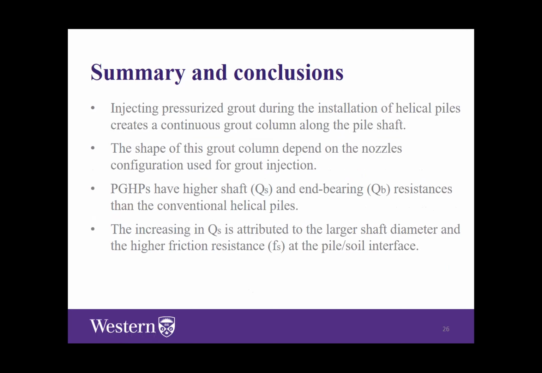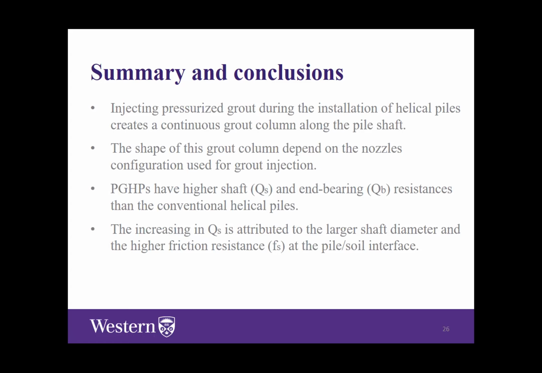For pressure grouted helical piles, the injection of pressurized grout during the installation of helical piles creates a continuous grout column along the pile shaft. The shape of this grout column depends on the nozzle configuration used for the grout injection, as we observed. Pressure grouted helical piles have higher shaft resistance and higher end-bearing resistance than the conventional helical pile. The increase in Qs is attributed to two main reasons. First, the larger shaft diameter, which is larger than the conventional helical one.